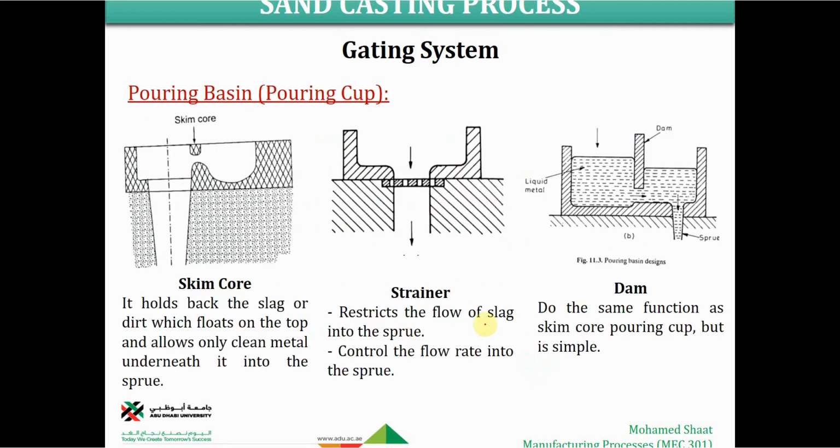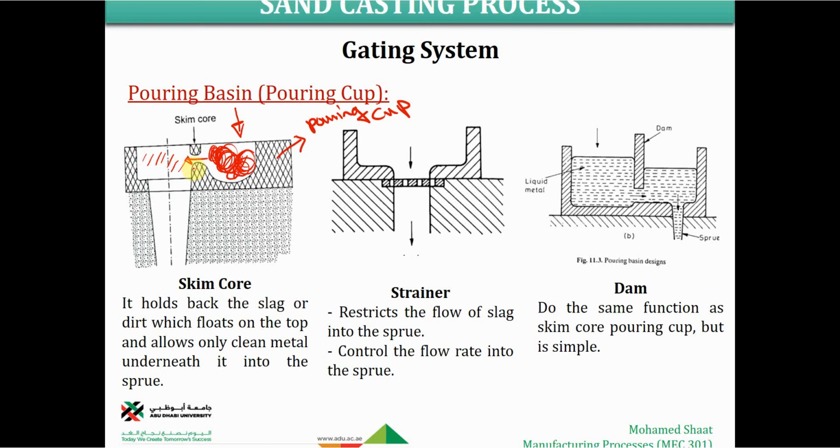Like for example, this representation, these are different pouring cups. All of these parts, this is a pouring cup. And as you can see, this is the cavity of the pouring cup. So when we pour the molten metal, we're going to pour it into this area. The molten metal will keep filling this area, then it will steadily, easily and smoothly flow through this skim core. So this is one of the options. The function of this skim core is to prevent the slag.